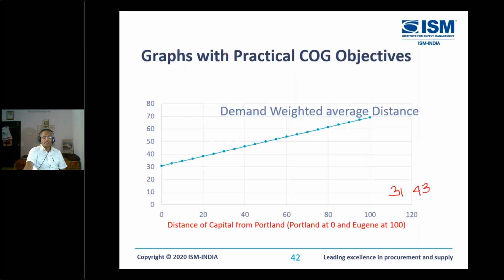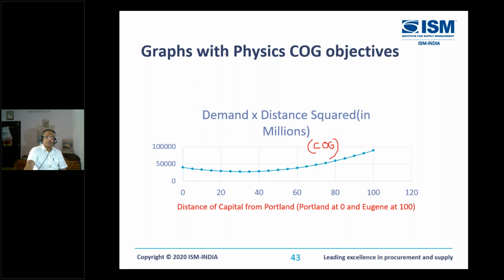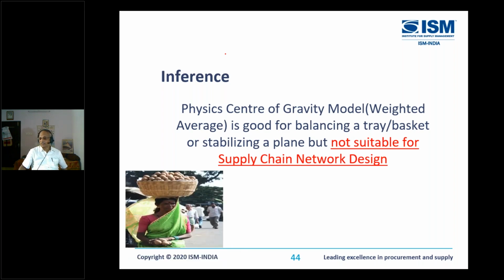If you take the graph, it comes like this. For the practical center of gravity method, at 0 it is 31, at 50 it is 50, at 100 it is 69, and at 31 it is 43. And the physics center of gravity method shows that the optimum is somewhere at 31. So what is the inference? The physics center of gravity is good for balancing a tray or a plane, but not suitable for supply chain network design.